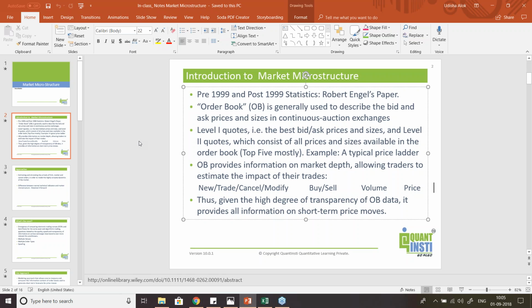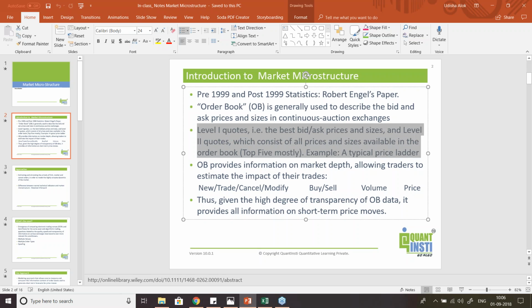So the question is, when you see the data, there are two types of data. One that just shows you the best bid, the best ask, and the last traded price. This is known as the L1 data, or level 1 quotes. And when you see a price ladder or the depth of the market, you see many other prices which are not exactly the best bid and best ask. You will see much beyond that, right? The top 5 best bids and top 5 best asks. This is known as the level 2 quotes. Okay.